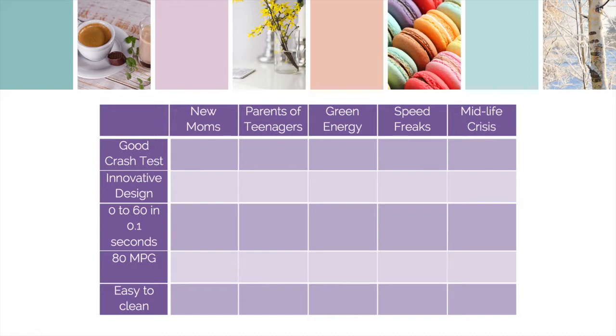The new car on the lot has incredible crash test ratings. It looks like a spacecraft and can accelerate from 0 to 60 in 0.1 seconds. It gets 80 miles per gallon, and the interior can be washed out with a hose. Now that we have our grid of potential audiences and potential hooks, we're ready to start thinking about ads. Each intersection between a new audience and a new hook will be a new ad idea.